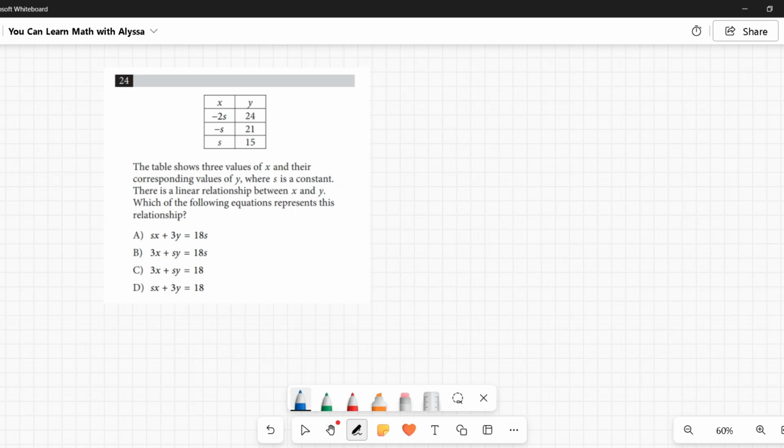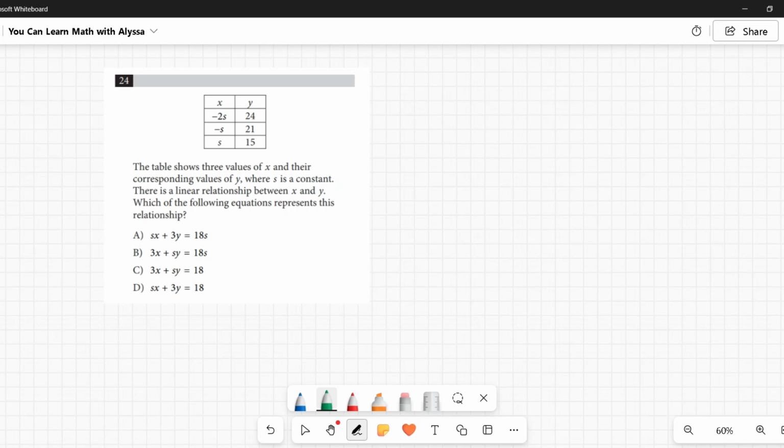This is an oddball. It just is. This is what I would classify as a puzzle problem because it's taking things you know but presenting them to you in an unusual way that you're unlikely to have seen before. So you have to get a little creative. Okay, they want us to know the linear relationship, the equation for this linear relationship.